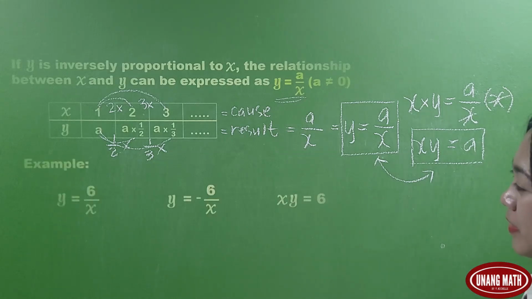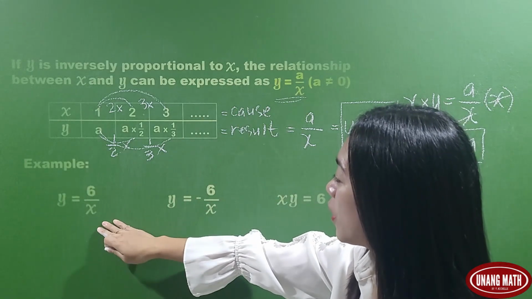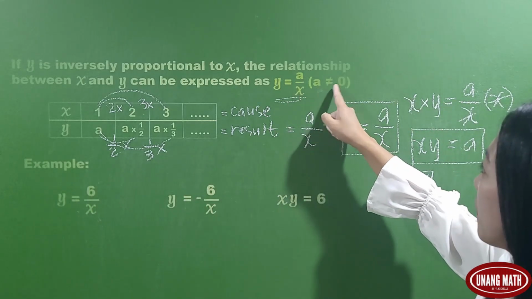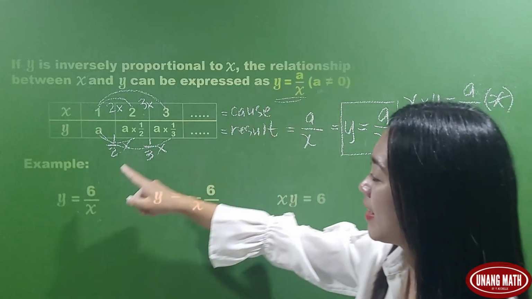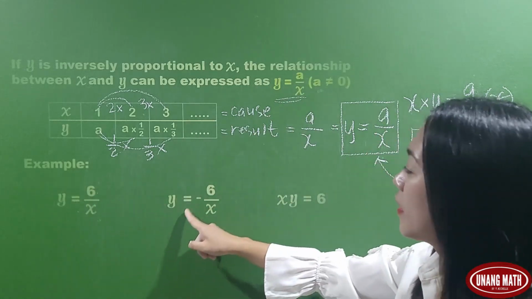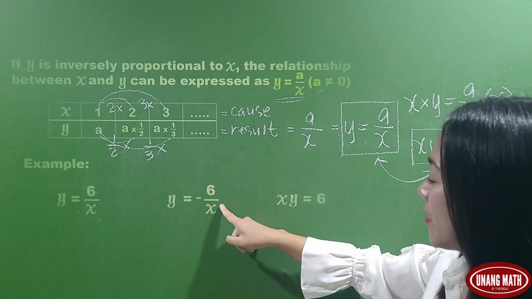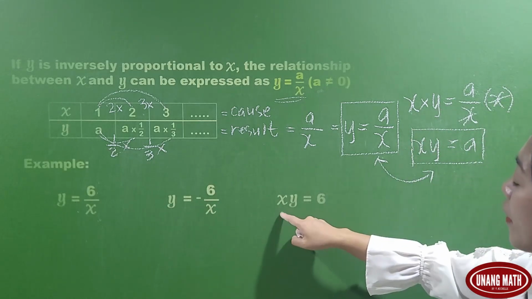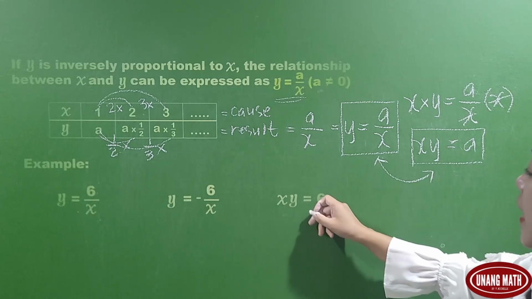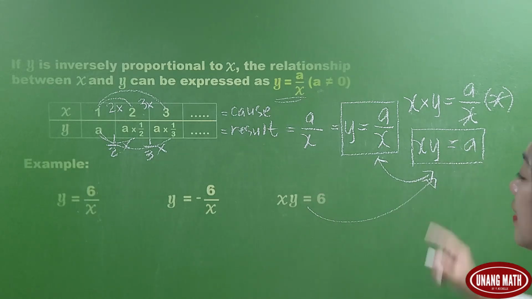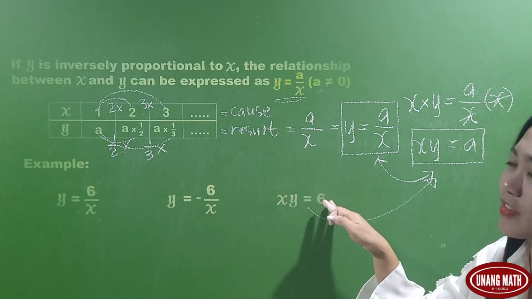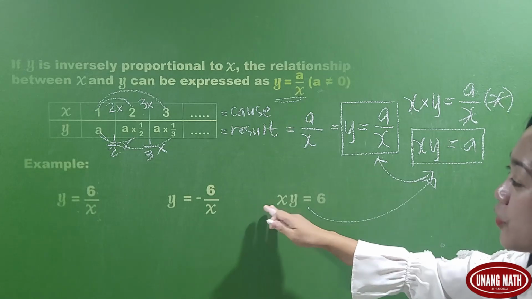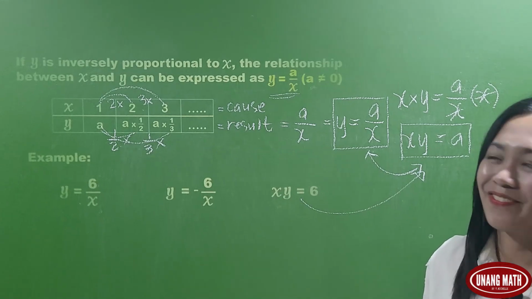Some more examples of equations. We have y is equal to 6 over x. Take note, a should not be equal to 0, and a can be a positive number. a can also be a negative number, like y is equal to negative 6 over x. We have here xy is equal to 6. All these equations are examples of an inverse proportion equation.